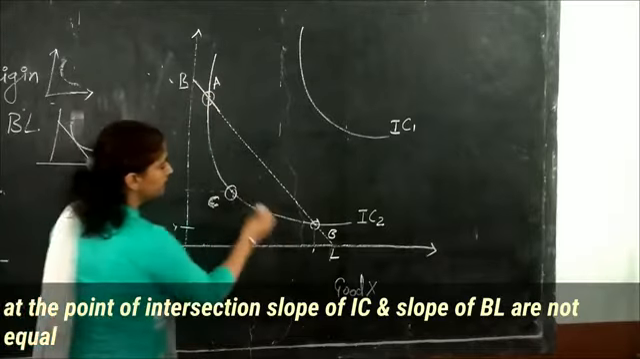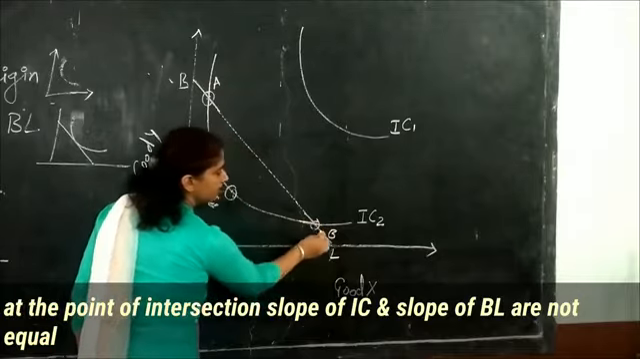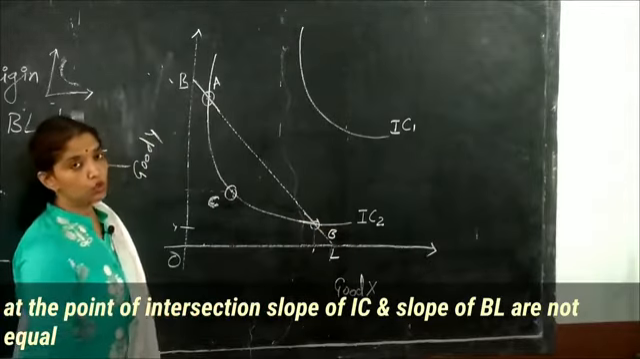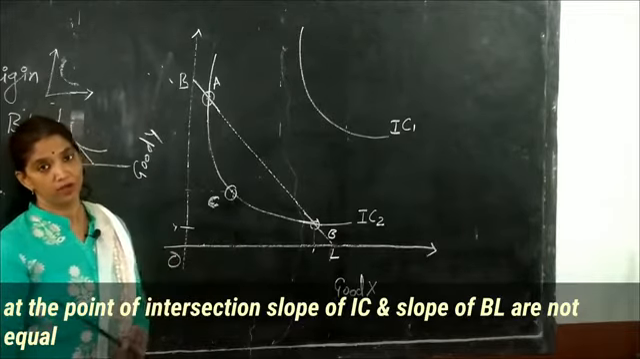Okay, and same here at B point, the indifference curve is intersecting the budget line. So the slope for both these curves will not be equal.